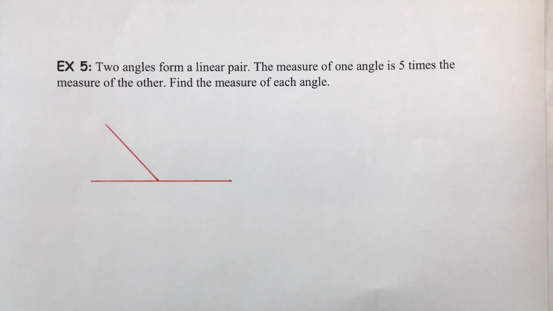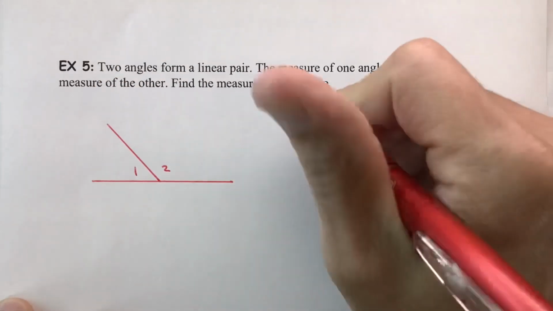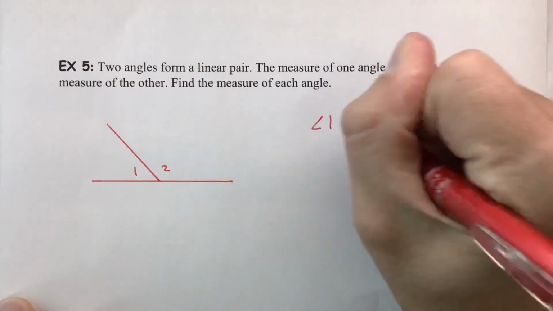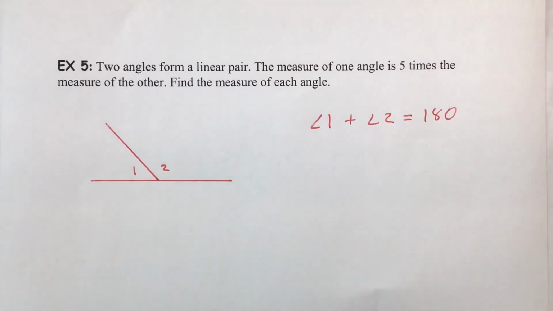So the other thing that we need to remember here is that when you do have a linear pair, those two angles have to be supplementary. So that means that these two angles, let's just call them 1 and 2 for the moment, angle 1 plus angle 2 has to equal 180 degrees. Now that's just to get an outline going, just to make sure that you can see what I'm thinking about here.